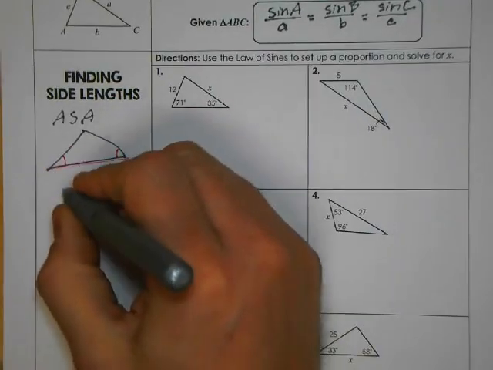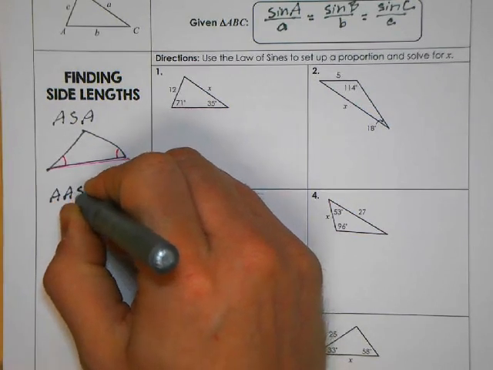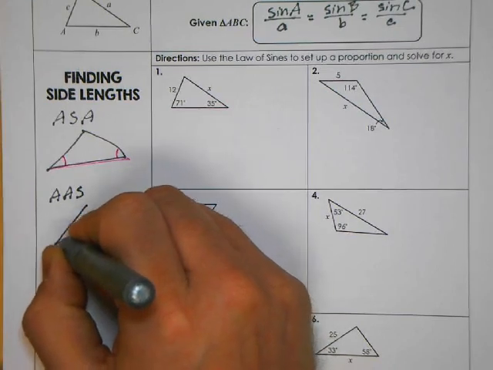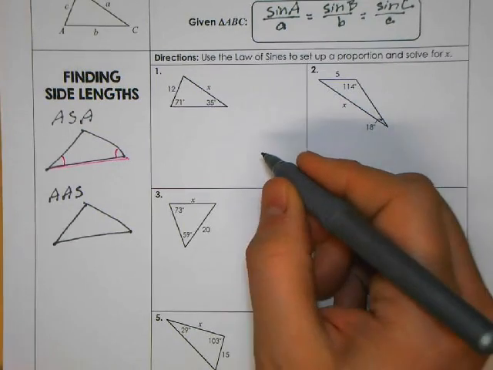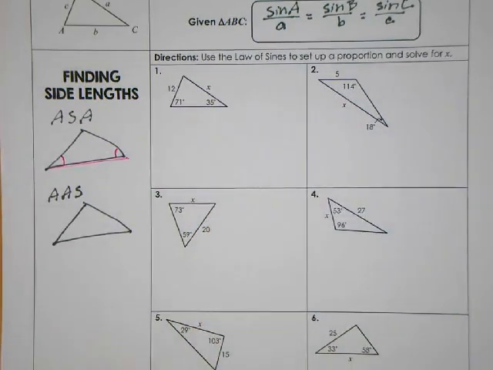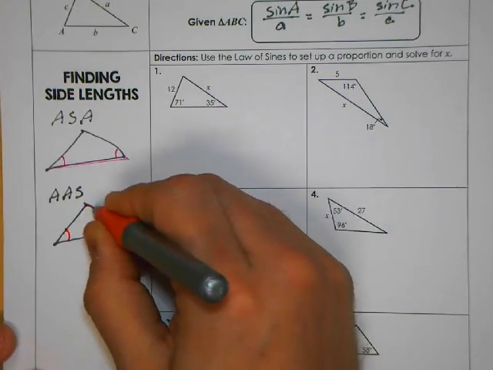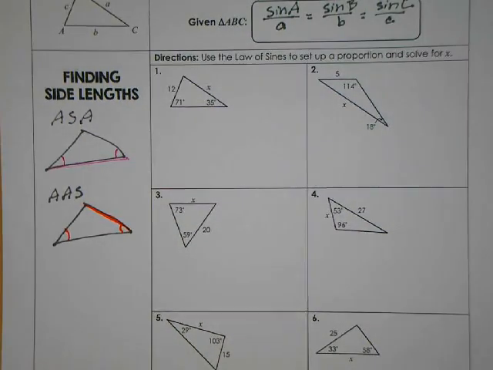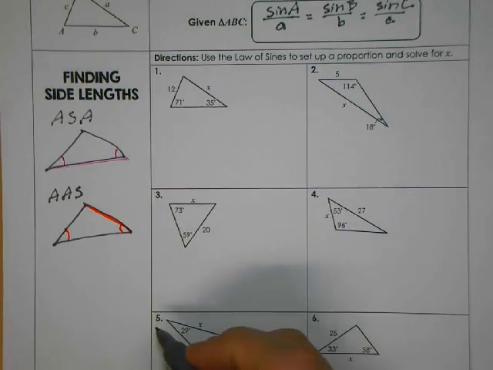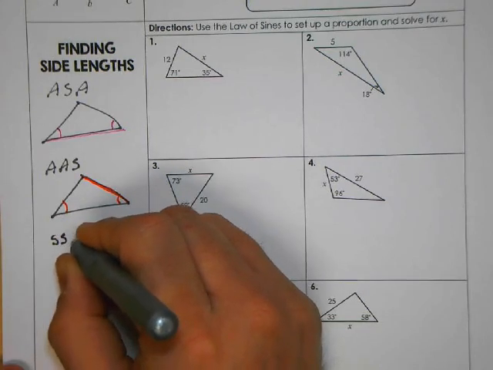Another combination of parts that we can have for the law of sines is going to be angle, angle, side. And hopefully these abbreviations are going to ring a bell from things that we did with triangle congruence in previous lessons. But here I'm going to have two angles and a non-included side. So here I might have this angle here and another angle here and a side that is not included between the two of them. That's what we're looking at when we say angle, angle, side.